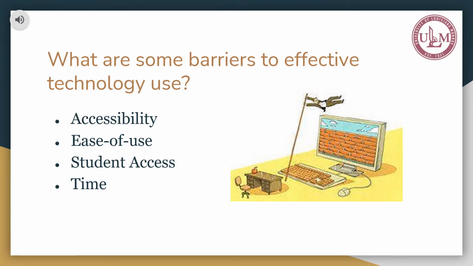So what are some barriers to effective technology use? The first is accessibility. Is access provided to technology, and is data needed by staff? The next is ease of use. Are staff trained, and are they knowledgeable on how to utilize the systems available and the appropriate ways to mine pertinent data? How user-friendly is the system?